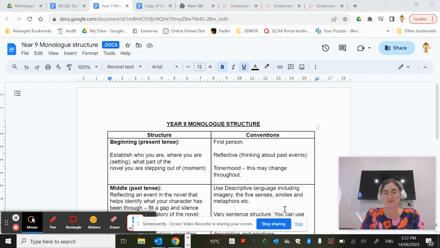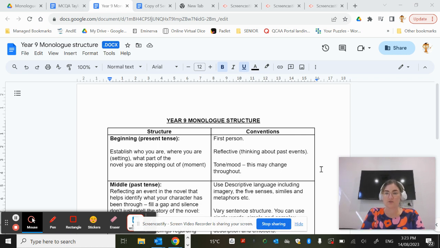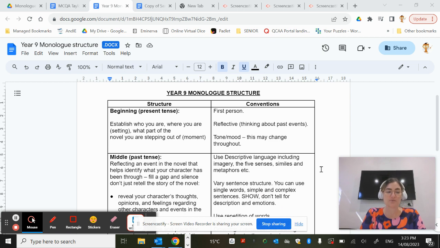So, the purpose of your monologue is to reveal something that your audience doesn't already know about the character or to give them a voice. So, this is filling in your gap or silence. When you fill in a gap, it is something that you are adding to the story that fits in with the context of what we already know. So you are going to add something in here.